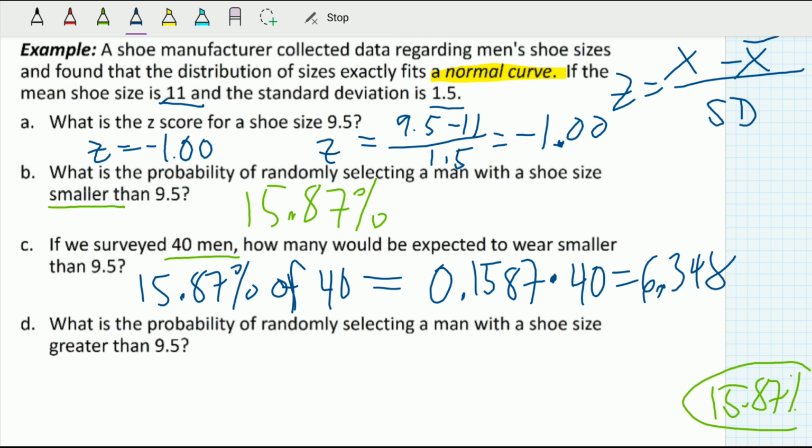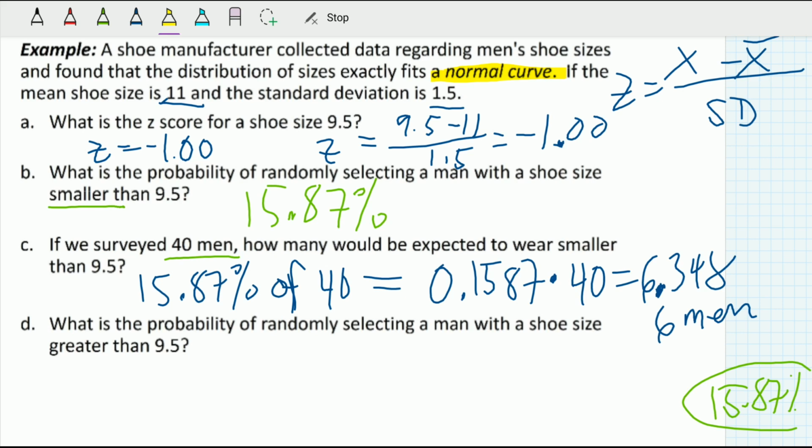I mean, you can't really say 6.348 men. You can just round. We'll just say 6 men. Okay? And then there you go. Just round it to a whole number if we're talking about actual people. If it was scores or time or anything, then the decimal would make sense.